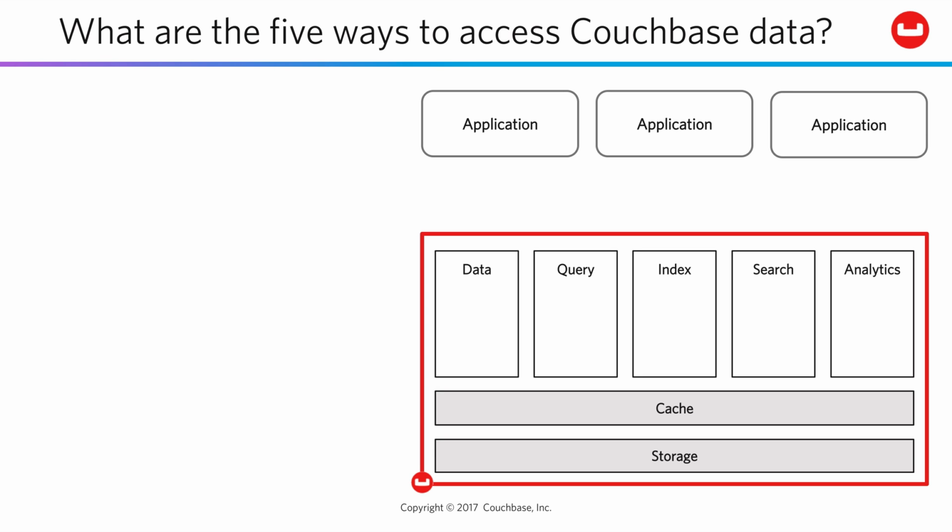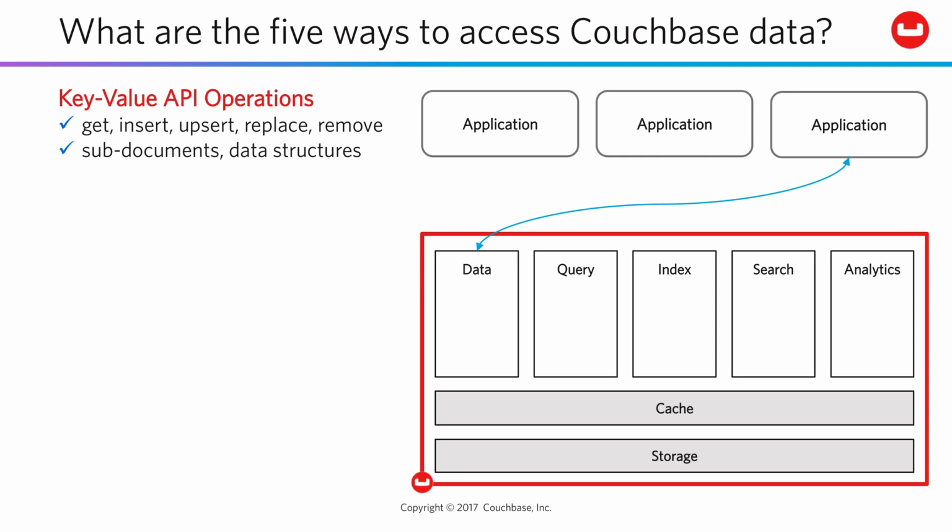So we've learned how Couchbase keeps your data documents in buckets on nodes in clusters. There are 5 different ways to get it back. First, through the data service, we support key value operations. Our SDKs expose get, insert, upsert, replace, and remove operations for documents and subdocuments, along with a data structures API if you'd like a clean layer of abstraction.